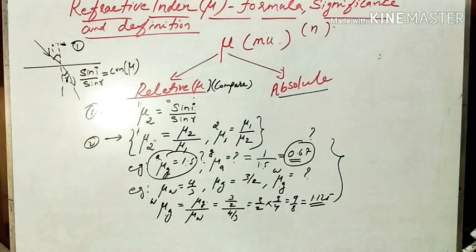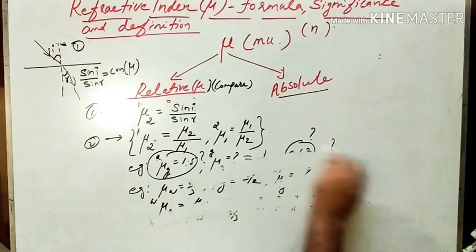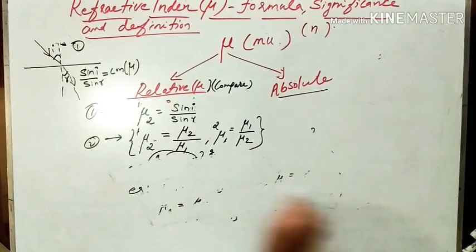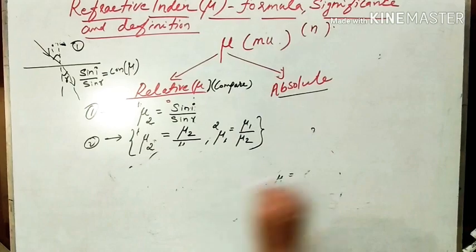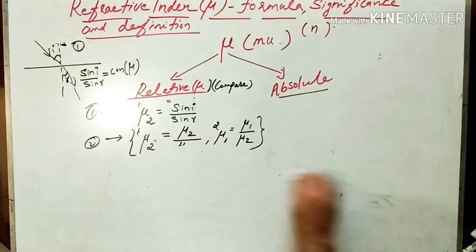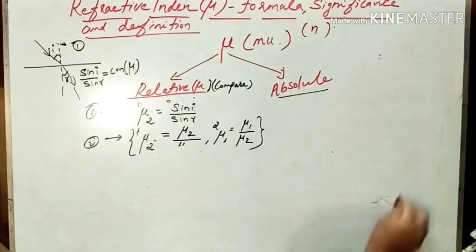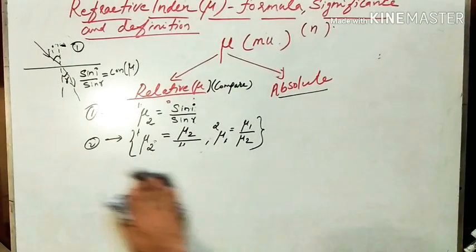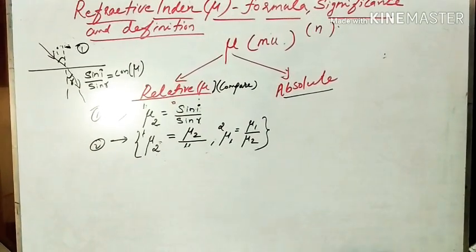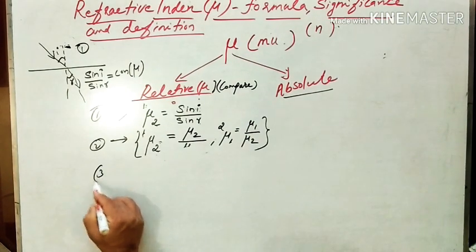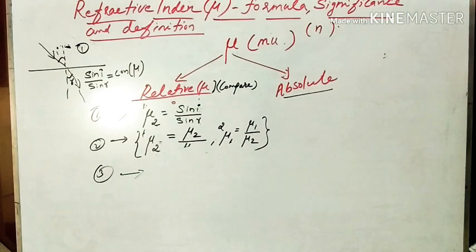The third is, we define refractive index in terms of speed of light in one medium with respect to the speed of light in another medium. So we compare the speeds of light. So I can write here the third relative refractive index we define in terms of speed of light.